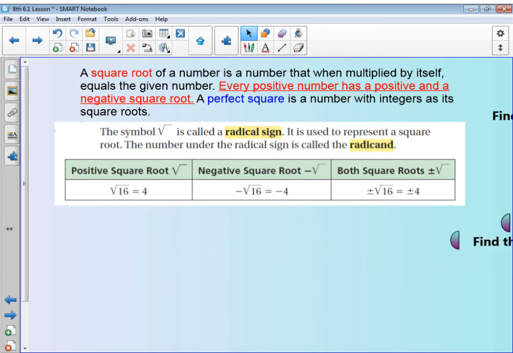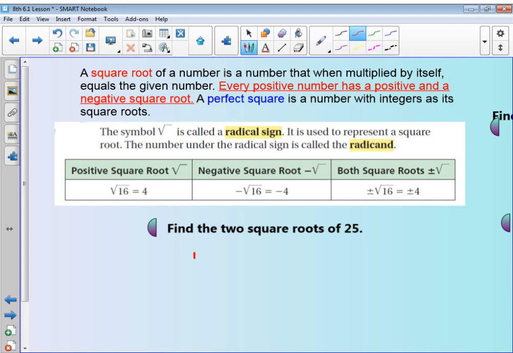Okay, let's try one more and then I'm going to have you guys do one on your own. Find the 2 square roots of 25. So visually, this is what they're asking. It's just that they put it into wording. Okay, so the square root of 25, well, 5 times 5 is 25. So 5 would be my answer, and I could either have positive or negative 5. This is my final answer.